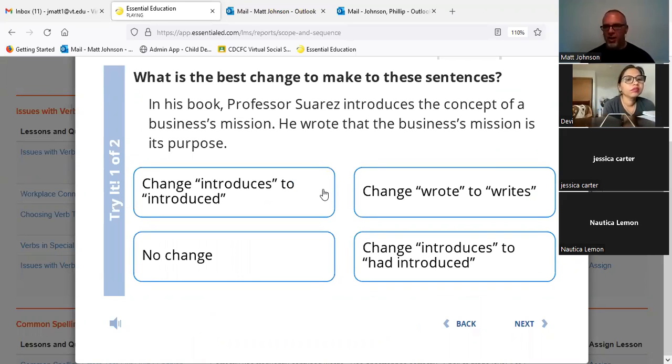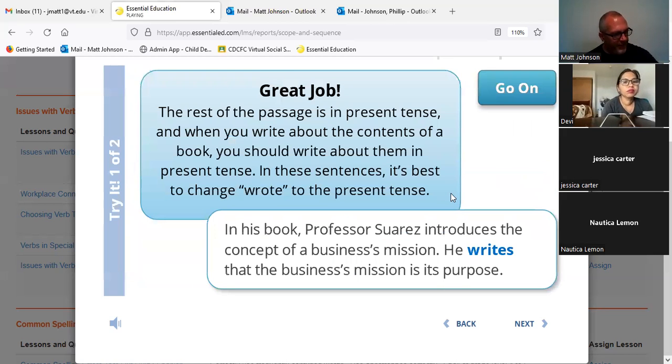All right, so this is one that we already saw, and we talked about a little bit. So in his book, Professor Suarez introduces the concept of business's mission. He wrote that the business's mission is its purpose. So we need to make that all present tense. In this case, that second sentence, wrote, is making that past tense. We want to change that to write instead of wrote. Right? Okay. Great job. The rest of the passage is in the present tense, and when you write about the content of a book, you should write about them in the present tense. In these sentences, it's best to change wrote to the present tense. Okay.